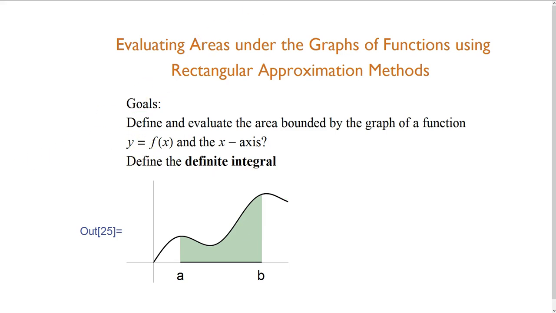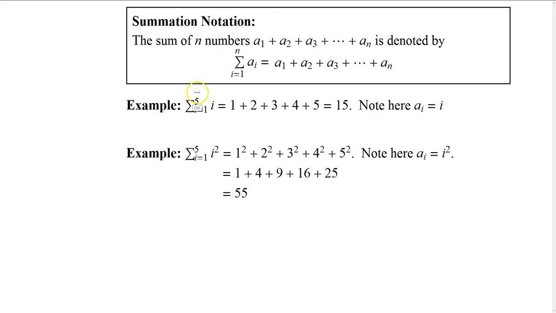So we need to start out with some definitions first before we can attempt to do this. So first we want to look at what's known as summation notation. So the sum of n numbers, a1, a2, a3 out to an, where we're adding all of them up, is denoted by this. Notice this is called summation notation right here. So the sum, that's what the capital sigma, the Greek letter sigma, is representing, the sum from i equaling 1 to n of a sub i.